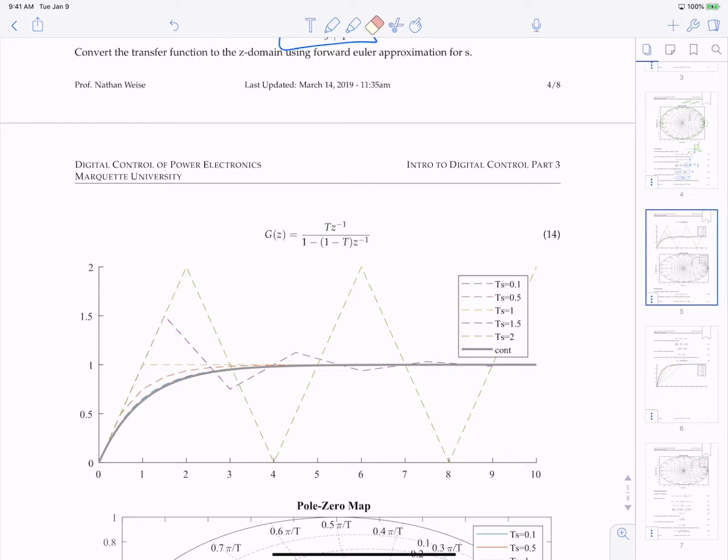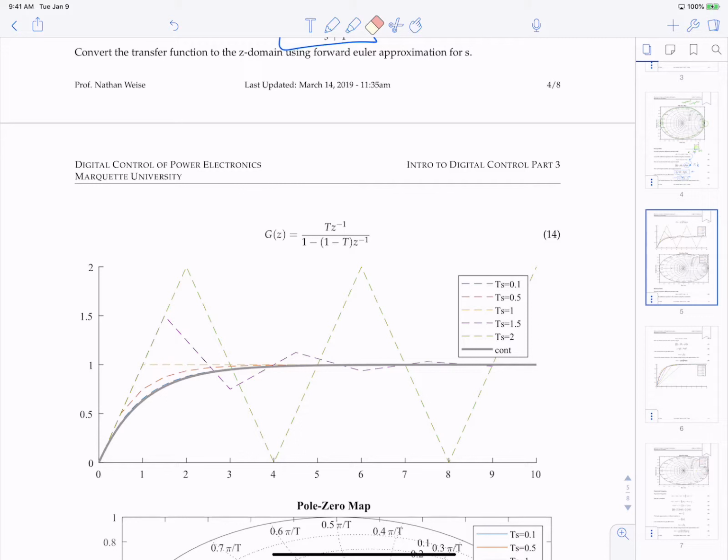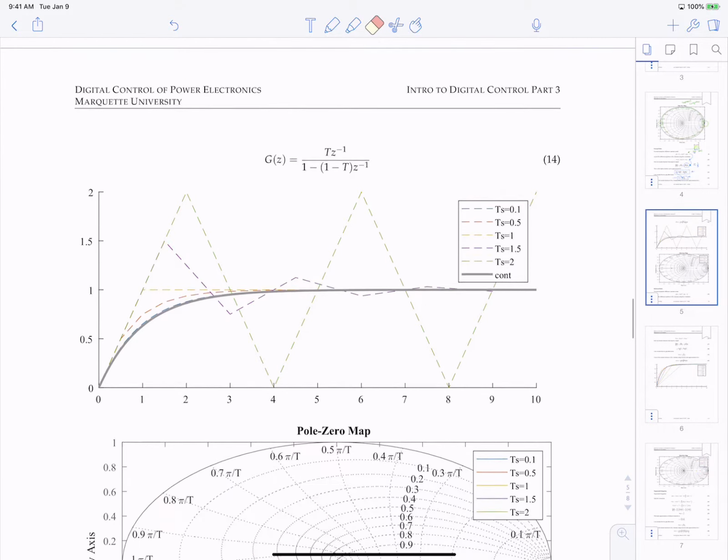In fact, if I go beyond 2, if I pick a value beyond 2, this will explode. It'll do something like this and just grow and grow and grow. That would be completely unstable, right? Well, let's look at the pole zero map and see what's going on.